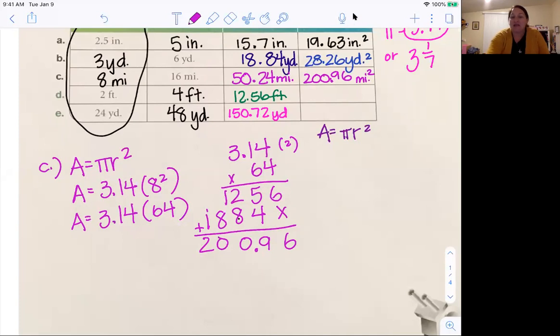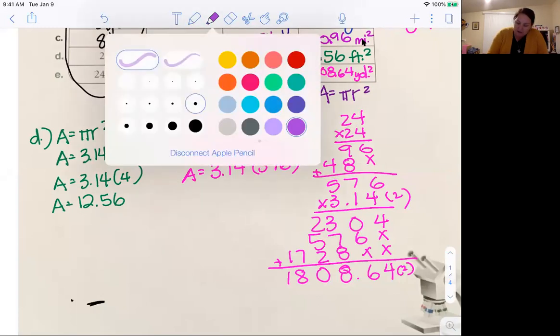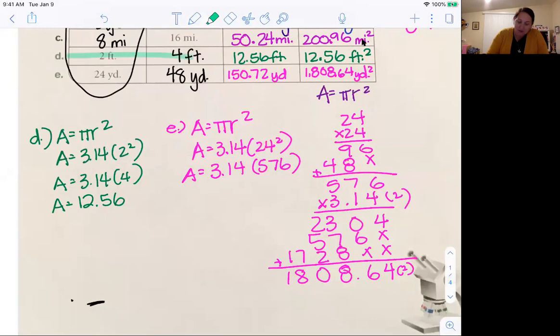Do D and E area and check your answers. Great, so let's see what you got. On D, there's a weird phenomenon that happens when you have a 2-inch radius. Anytime you have a 2-inch radius, your area and your circumference are going to be the same answer because 2 squared is 4. It's the only number that works for where your radius and your area become the same number. So don't get thrown off if that's what happens.